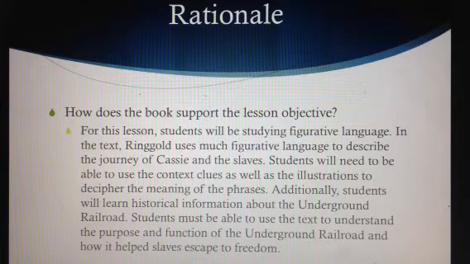So how does this book support the lesson objective? Well, for these lessons that I made, students will be studying figurative language. In the text, Ringgold uses much figurative language to describe the journey of Cassie and the slaves. Students will need to be able to use the context clues as well as the illustrations to decipher the meaning of phrases. Additionally, students will learn historical information about the Underground Railroad. Students must be able to use the text to understand the purpose and function of the Underground Railroad and how it helps slaves escape to freedom.